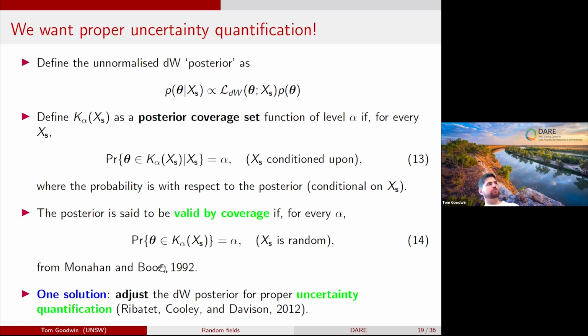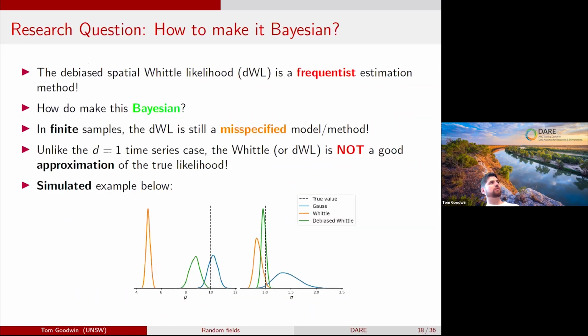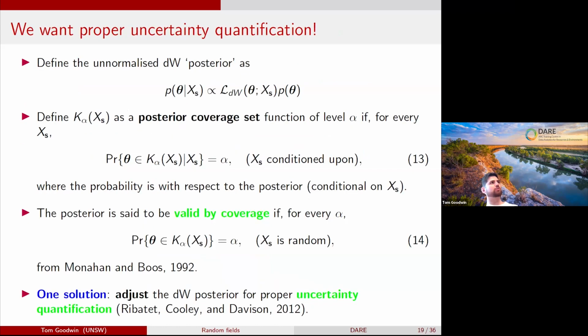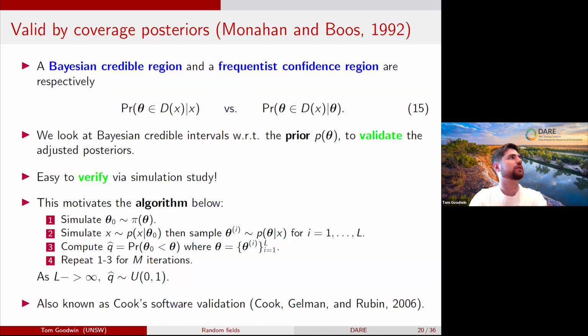So in these 2 slides, I've given you the goal, which is proper uncertainty quantification, and I've told you how to verify it. It's quite easy to verify, which we'll see in the next slide, but I haven't told you exactly how to do that with the debiased Whittle, because we haven't done anything to the debiased Whittle yet. Here we're denoting the differences: the frequentist region is when you condition on theta, which is a confidence interval, and a Bayesian credible interval is when you condition on the x's.